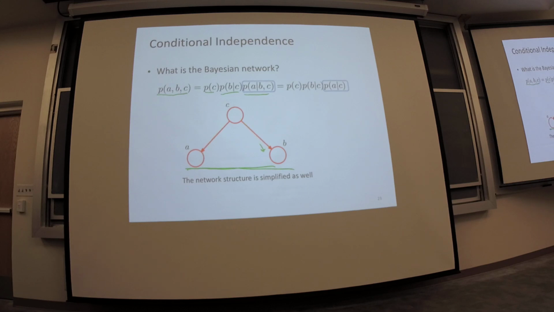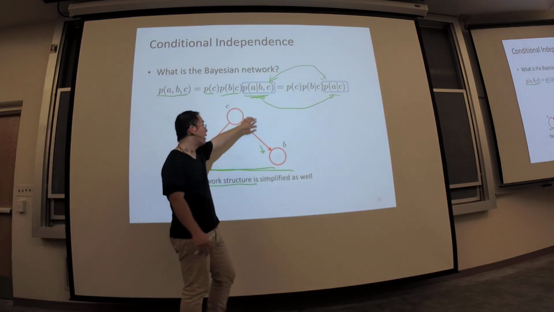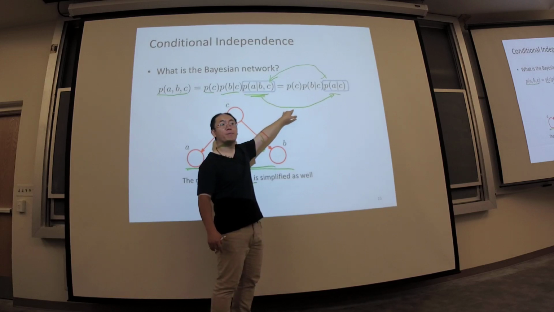So now we can see that the third term in the two factorizations is the same. We can see that the network structure is simplified by removing one edge, right? And when we go back to look at the factorization, we see these two terms are the same. It basically means A and B are conditionally independent given C. So see the correspondence between the structure and the conditional independence.